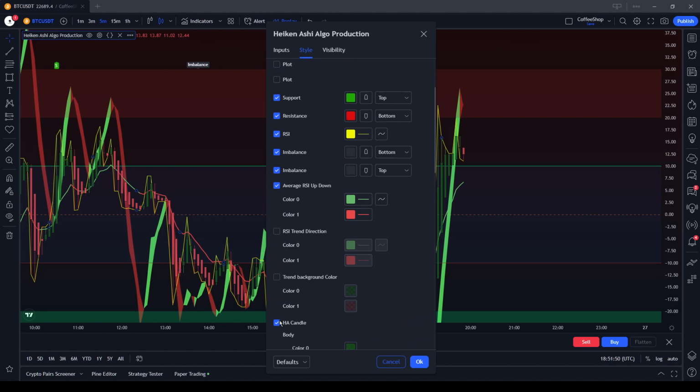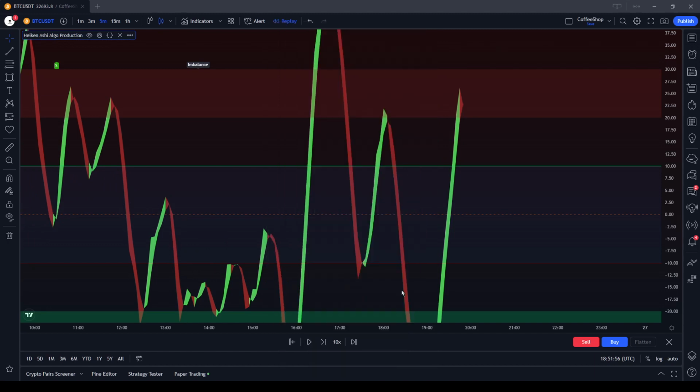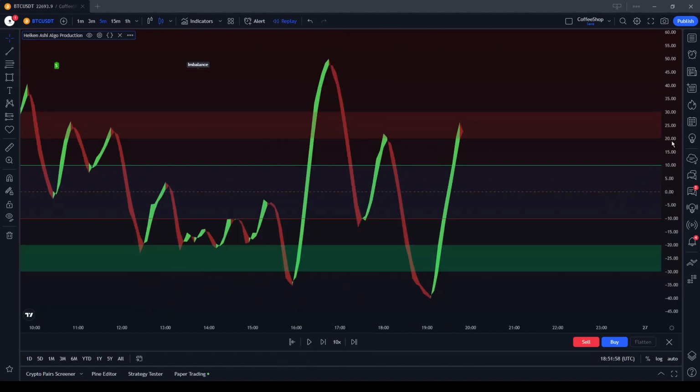Sorry, wrong way. Fibonacci candles. I'm going to turn off the average RSI up down, and we'll turn off the RSI. So all you're doing is looking at the stochastic, and I probably should have looked at it to save myself from that trade just now. Let me see. 9 out of 10 was my bet.